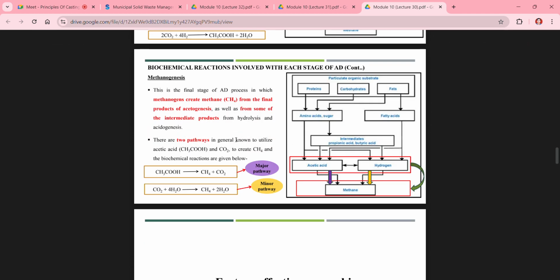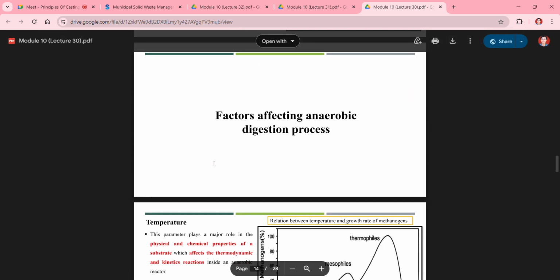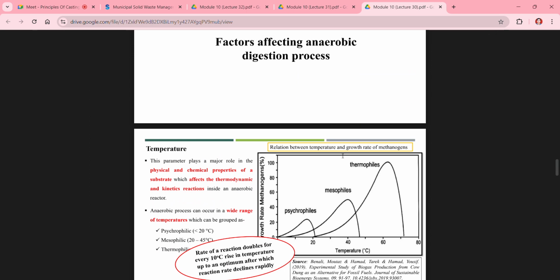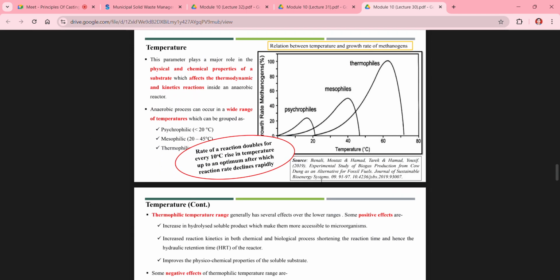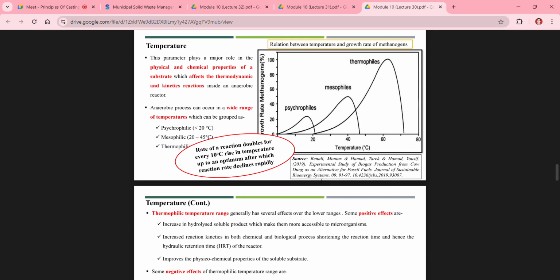Then in the methanogenesis process, the acid produced during the previous processing step is further converted into CH4, CO2 and H2O. Then there are some factors which affect this anaerobic digestion process, like temperature. Temperature plays a major role in the physical and chemical properties of a substrate, which affect the thermodynamics and kinetic reactions inside an anaerobic reactor.